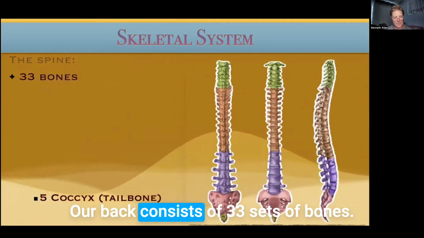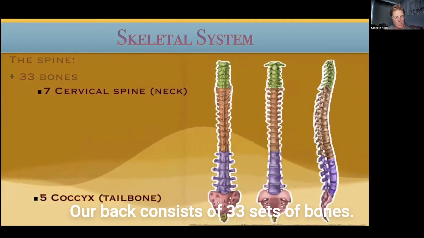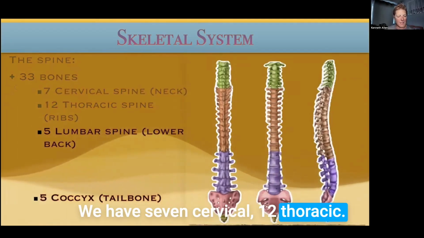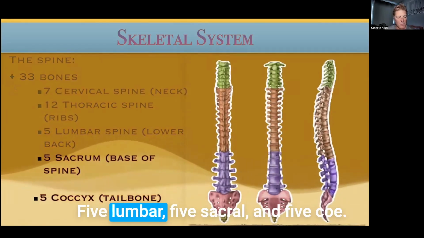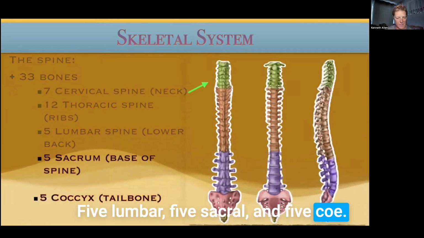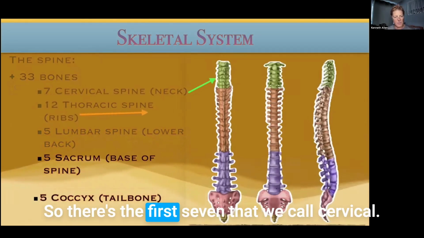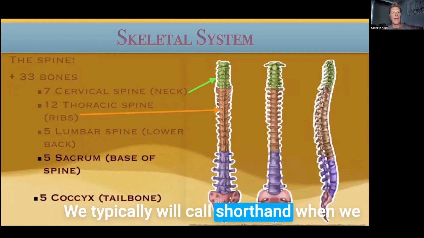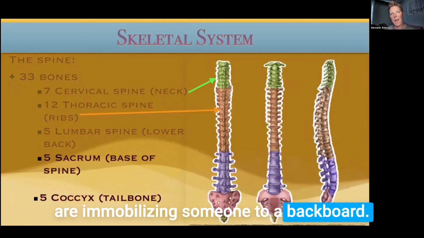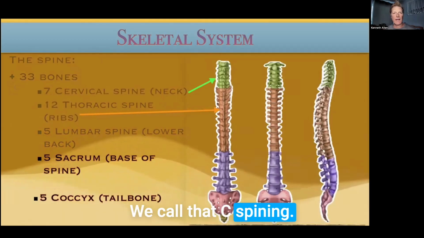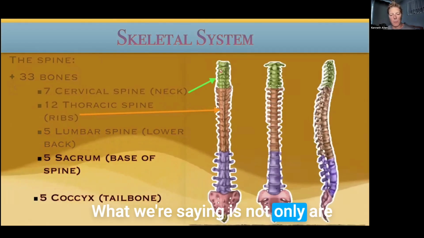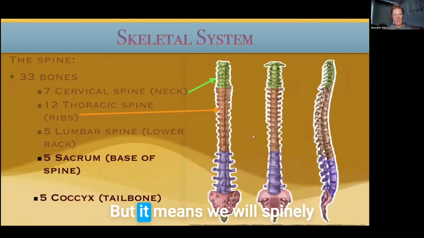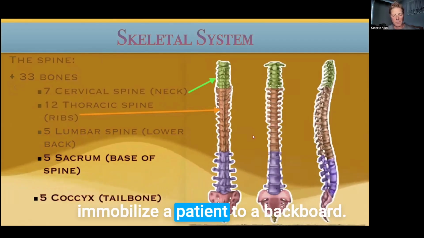Our back consists of 33 sets of bones. We have 7 cervical, 12 thoracic, 5 lumbar, 5 sacral, and 5 coccygeal. So there's the first 7 that we call cervical. We typically will call shorthand when we are immobilizing someone to a backboard, C-spining. What we're saying is not only are we going to secure their neck, but their whole back will be C-spined, but it means we will spinally immobilize a patient to a backboard.